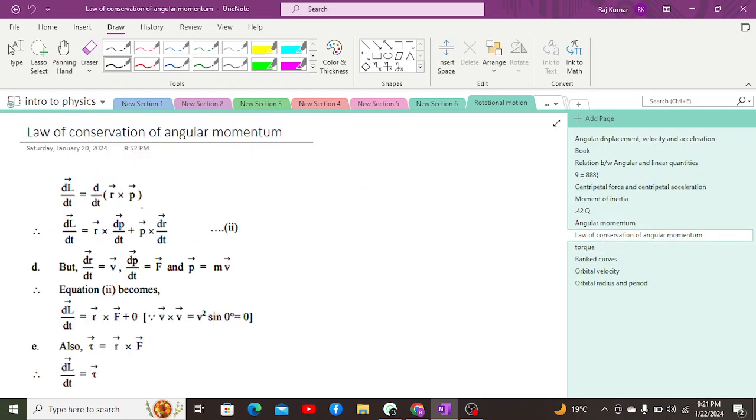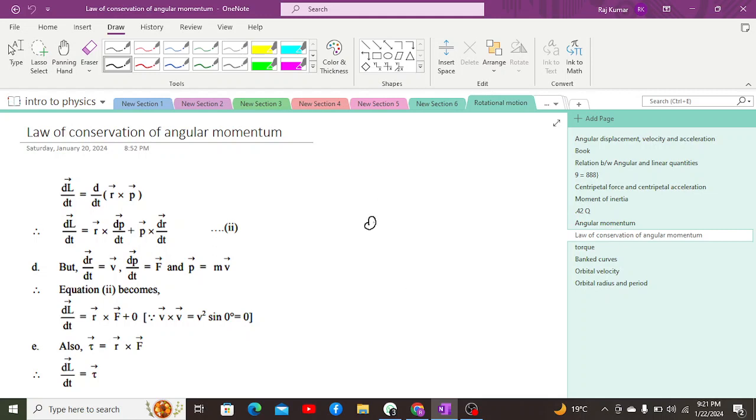What does the law of conservation of angular momentum say? It is also known as Kepler's second law. This law says that whenever there is an angular motion, that angular motion will have a value of angular momentum which is conserved, which means the angular momentum of a body in angular motion will remain constant unless there is a net external force acting on it. Now what is the net external force?